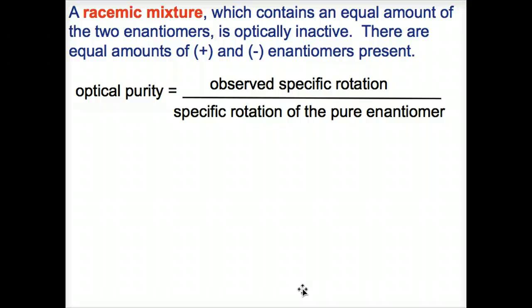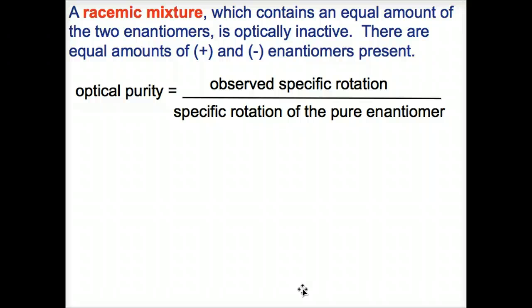An enantiomerically pure sample has only one enantiomer present and it has an observed specific rotation like plus 23.1 degrees. If the specific rotation is 0 degrees, then it is a racemic mixture. Okay, third definition, optical purity is actually given on this slide.